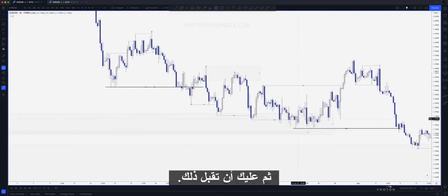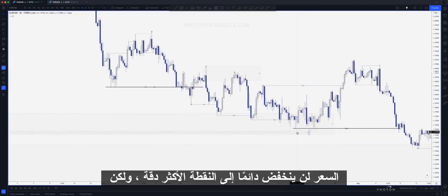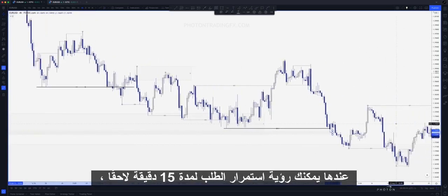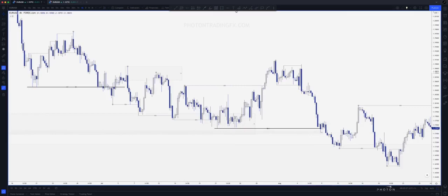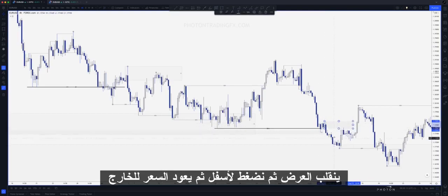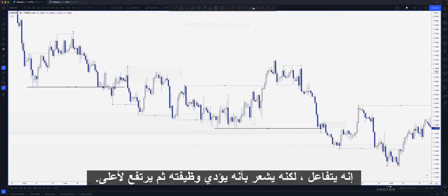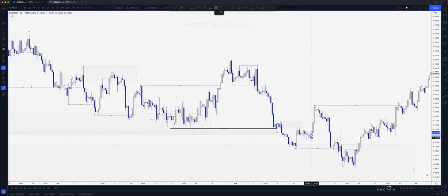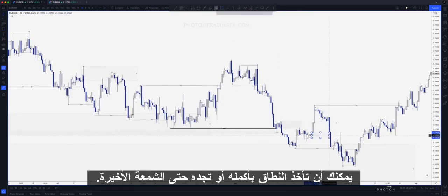Which of course then you have to accept that price isn't always going to come down to the most refined point, but that's when you can see that 15-minute demand holding on later on. So then price reacts from here, and then what you get is the buy before the sell, where demand flips to supply, and then we push down, and then price comes back into supply here. It reacts, but it fails to do its job, and then it pushes up higher. So then what you can do is draw on your demand zone. So you can take the whole range or refine it to that last candle.